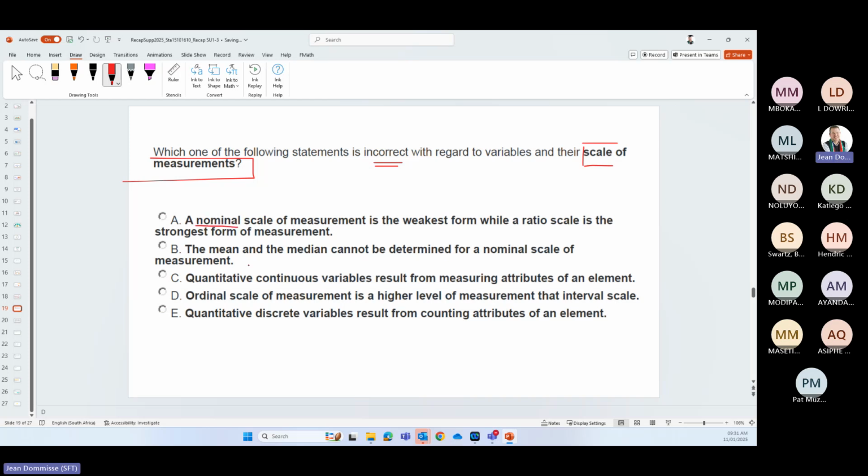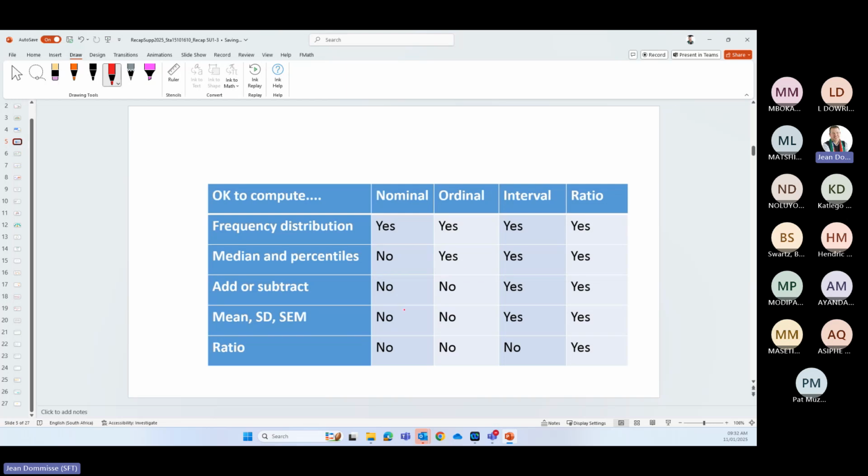So which one of my statements is incorrect with regard to variables and the scale of measurement? A nominal scale of measurement is the weakest form while a ratio is the strongest. Remember, nominal is at the bottom: nominal, ordinal, we'll get to the third one now, and ratio. So nominal is weakest, ratio is the strongest. The mean and median cannot be determined for nominal. So for nominal, the mean and median cannot.